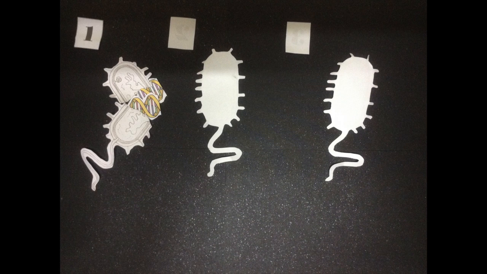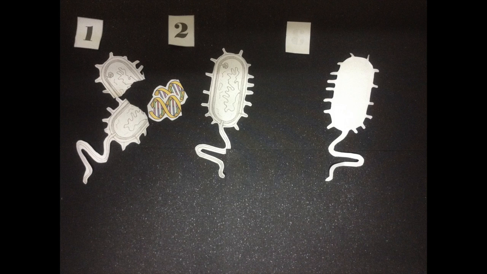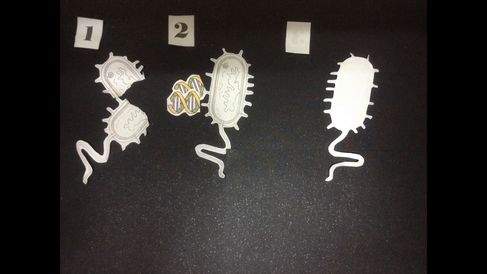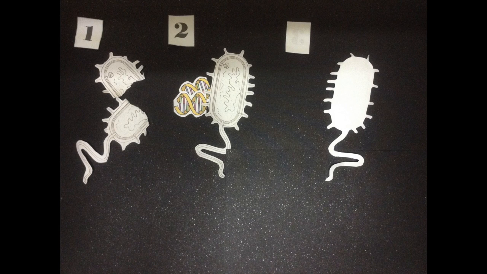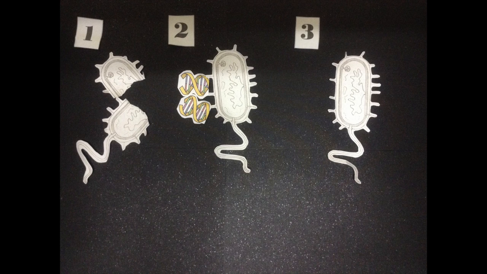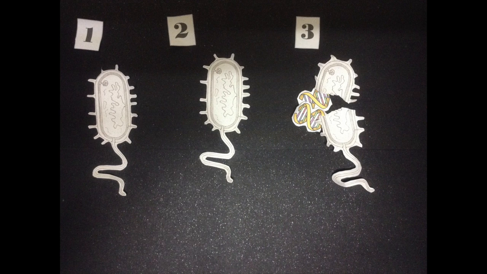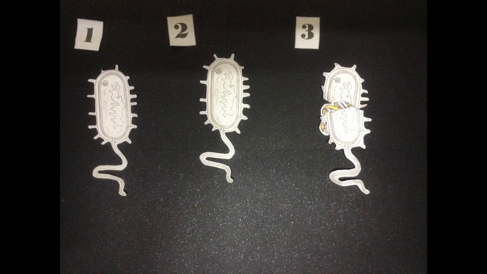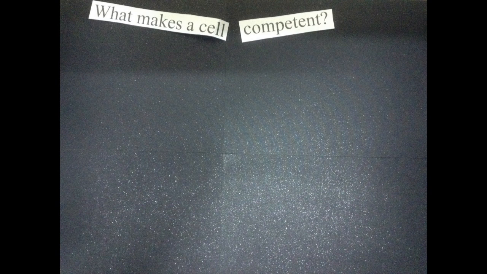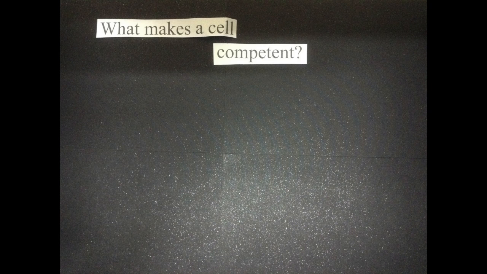If the fragments come into contact with a cell that is able to take up DNA and transform, or a competent cell, then it will bind to it and be taken in by the cell. The DNA will then be integrated into the recipient's genes and be transformed. What makes a cell competent?